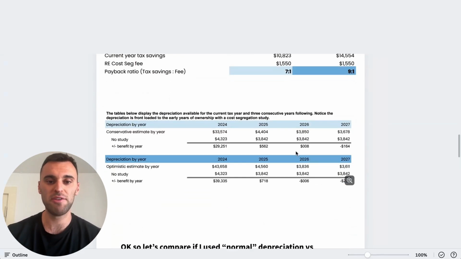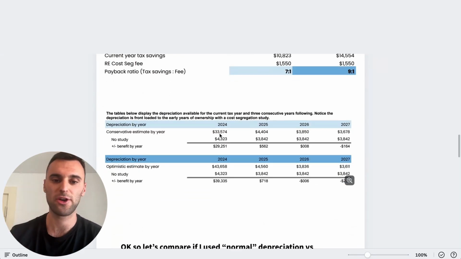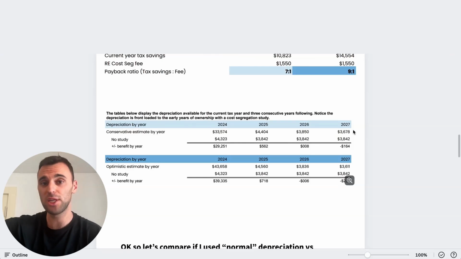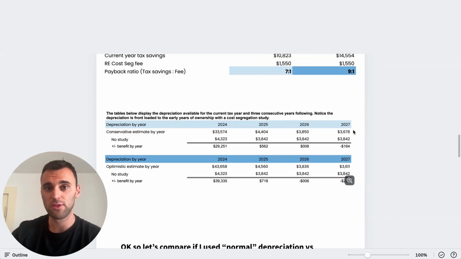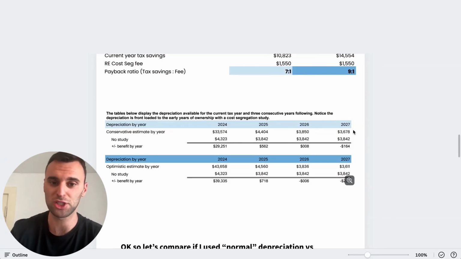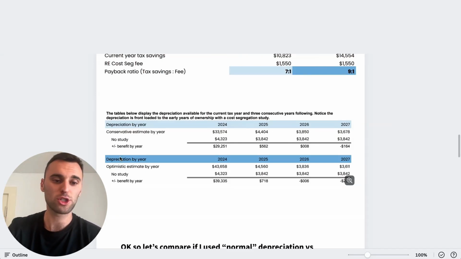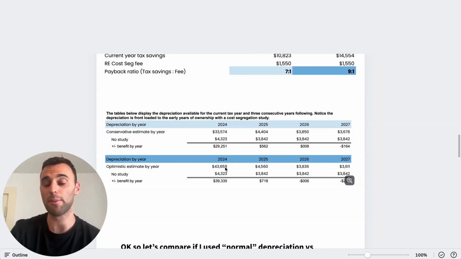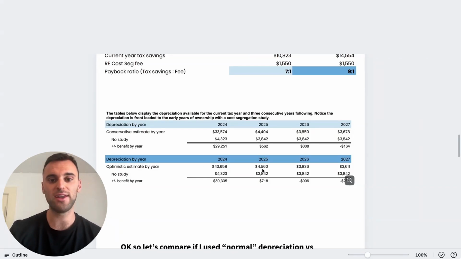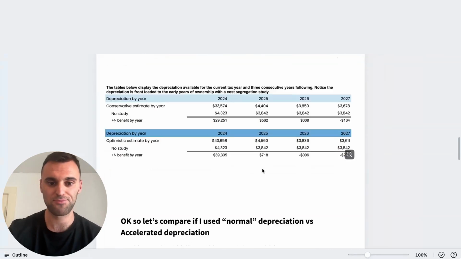Okay, and then to go down even farther here, you're going to see in this scenario, we could take $33,000 in year one, and then about $4,400, and it'll slowly go down each year, and we'll still be able to take some depreciation for the years going forward, just not as much as we are up front, obviously. And then it's also showing us the optimistic side, so up to $43,000 in year one, and then it slowly goes down after that.